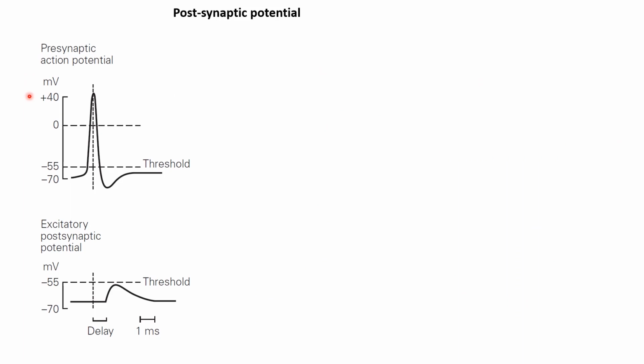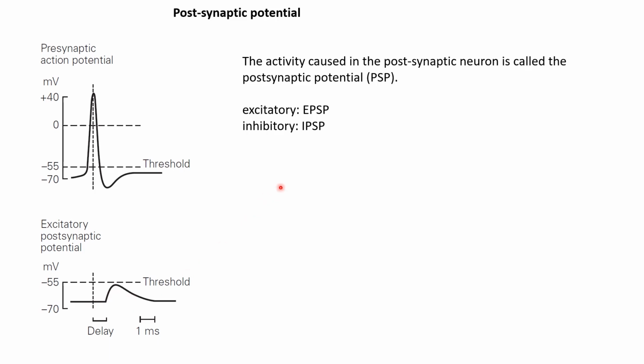In summary, we have seen that whenever there is an action potential in the presynaptic neuron, it causes release of neurotransmitters and that causes some change in the membrane potential in the postsynaptic dendrite. This change in the membrane potential on the postsynaptic side can be called a postsynaptic potential or PSP. If this is positive or depolarizing in nature, then it can be called an excitatory postsynaptic potential or EPSP. And if it is inhibitory or hyperpolarizing in nature, then it can be called an inhibitory postsynaptic potential or IPSP.